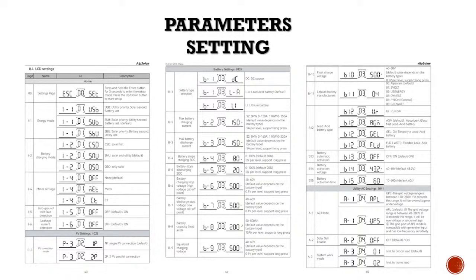The battery stops charging at the SOC, that's your DOD. You want to set the DOD of your battery. What percentage do you want your inverter to charge your battery to? Some people want 100%, some people want 80%. So you set it there. The default is 100%. Don't mind this one. And then battery stop discharging SOC.